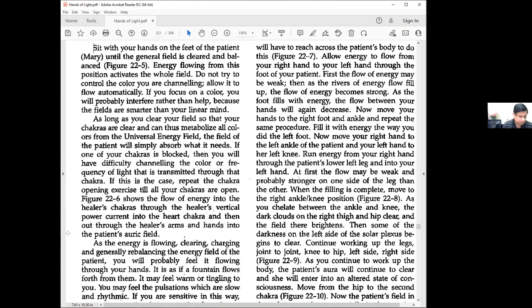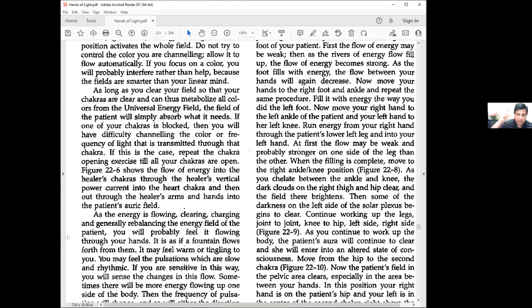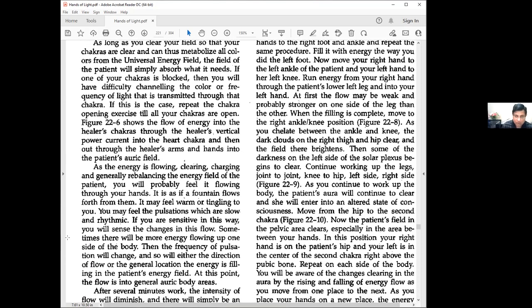Sit with your hands on the feet of the patient, Mary, until the general field is cleared and balanced. Figure 22.5. Energy flowing from this position activates the whole field. Do not try to control the color you are channeling. Allow it to flow automatically. If you focus on a color, you will probably interfere rather than help, because the fields are smarter than your linear mind. So again, we are working with the big guy, not the small guy. So we need to allow whatever happens to happen.